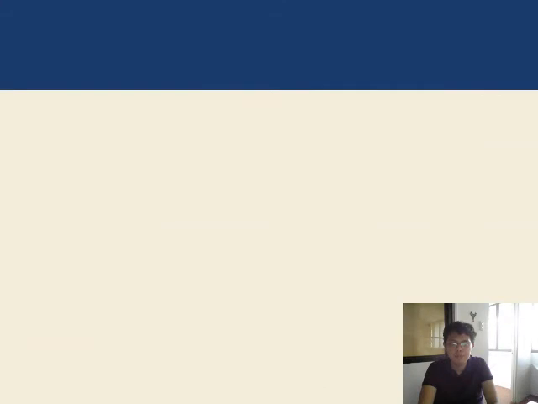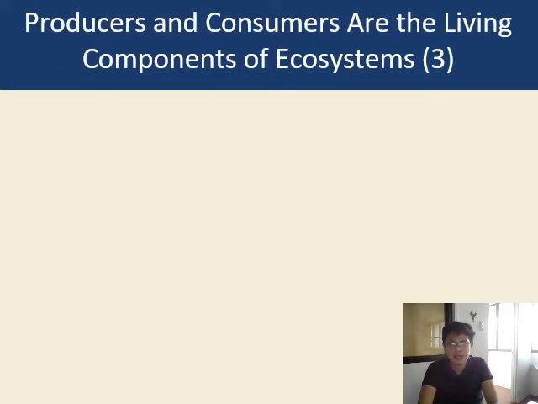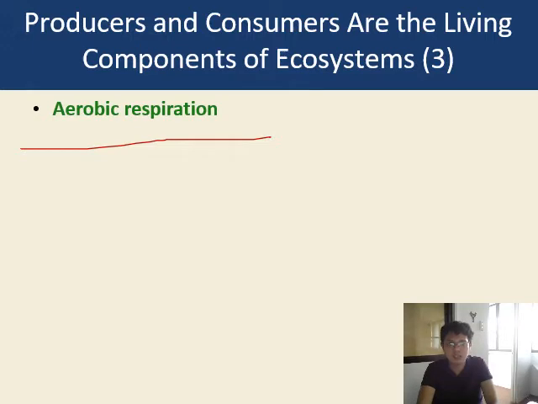Now, producers, consumers, and decomposers use the chemical energy stored in glucose and other organic compounds to fuel their life processes. In most cells, this energy is released by aerobic respiration, which uses oxygen to convert glucose or other organic nutrient molecules back into carbon dioxide and water. So the net effect of the hundreds of steps in these complex processes is represented by the following chemical reaction.